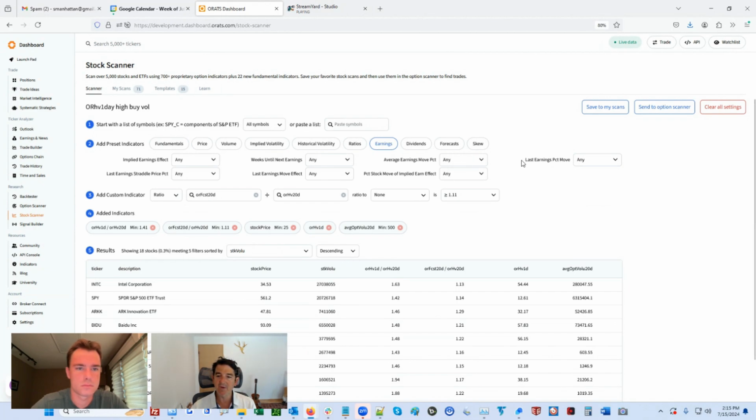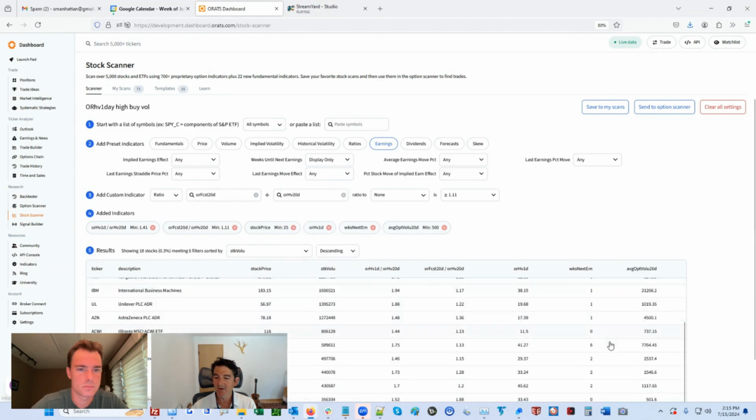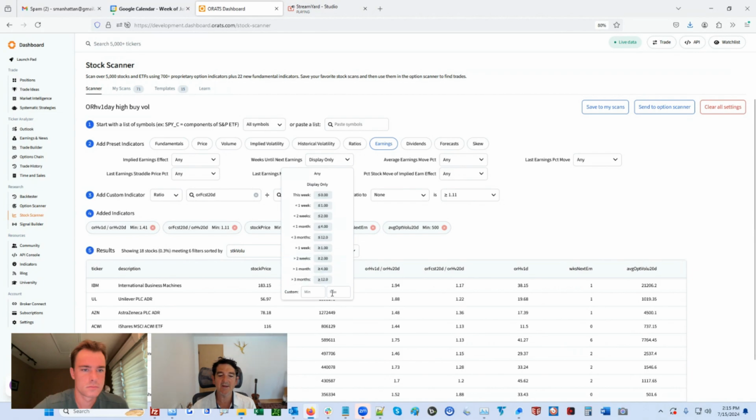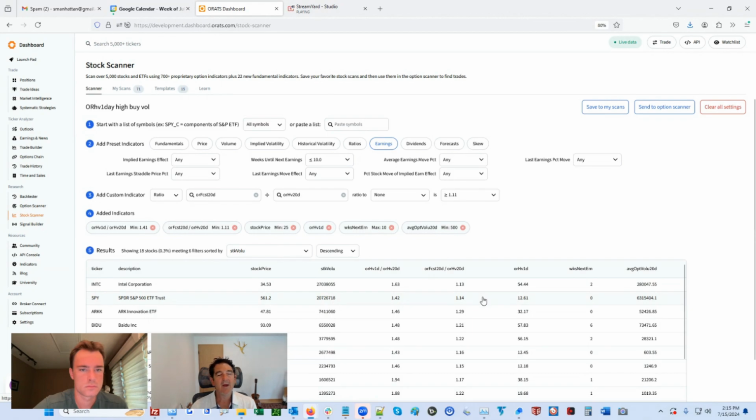Since you want the weeks to next earnings, I'll put display only. We want to find, like, if it's 13 weeks or 12 weeks, that's a typical earnings cycle. So I want the weeks to next earnings to be less than 10 or something. That will take out all of the stocks that have had earnings just recently.